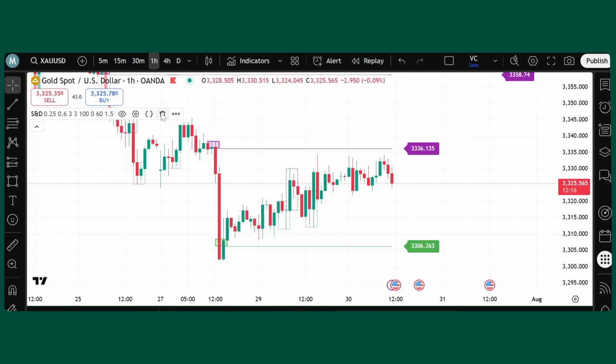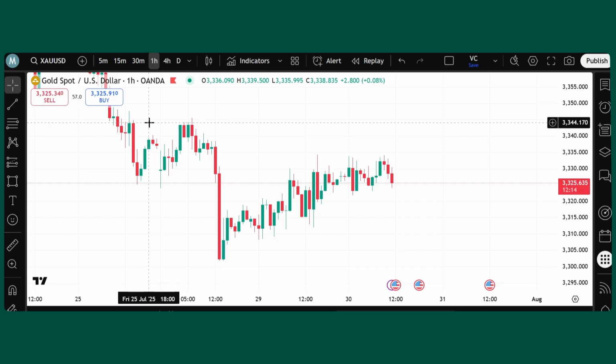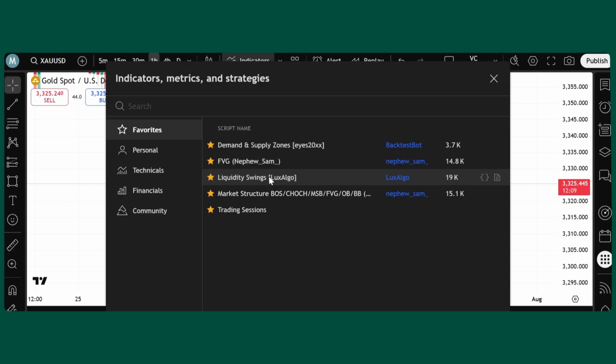So the third indicator we're going to be, or rather the fourth indicator we're going to be looking at is liquidity swings by Lux Algo.